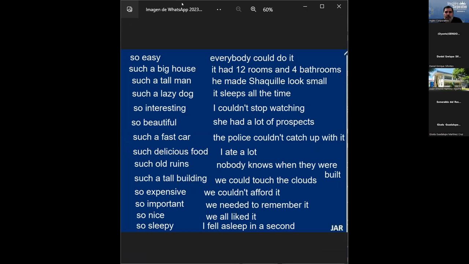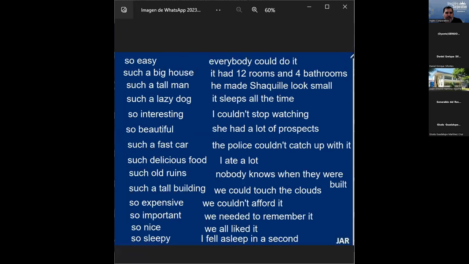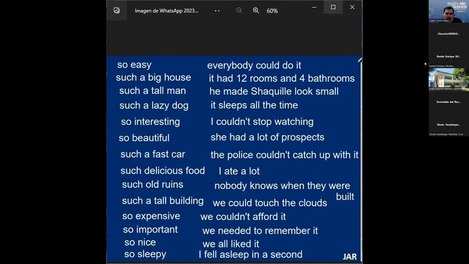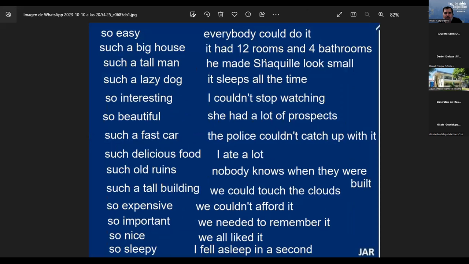Don't worry. You don't need to write it, but you can say, the exam was so easy that everybody could do it, or changing a car tire was so easy that everybody could do it. So you have to invent the subject here. Subject and was. For example, such a big house. It was such a big house that he had 12 rooms and 4 bathrooms. So you have to complete the sentences.